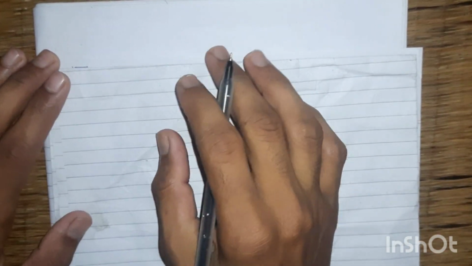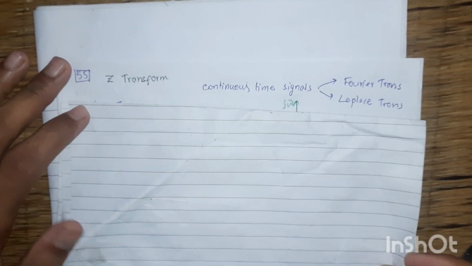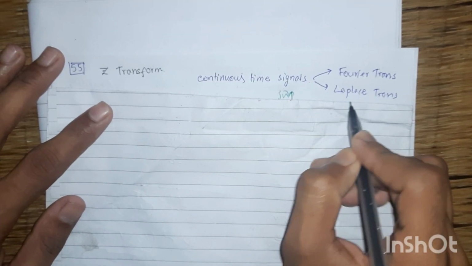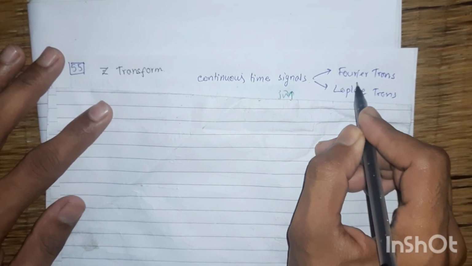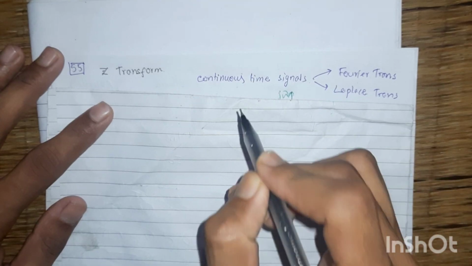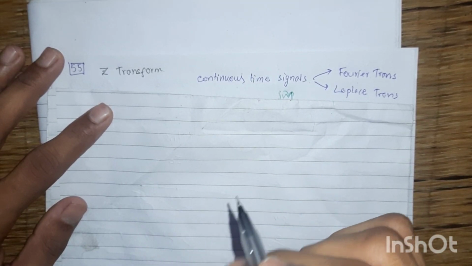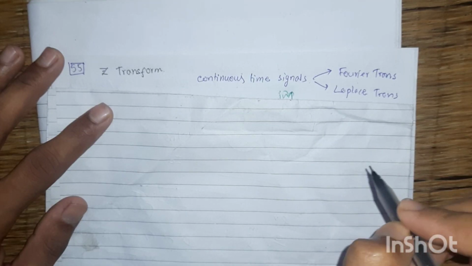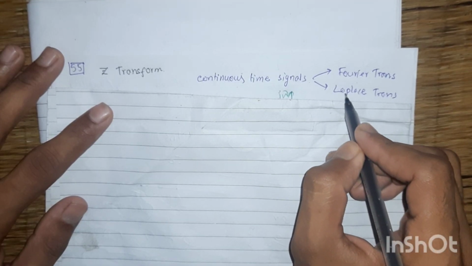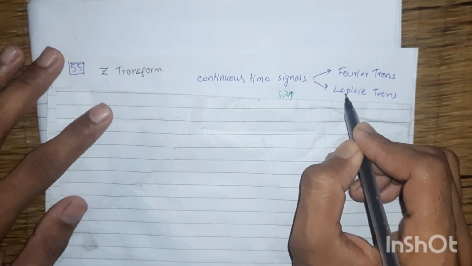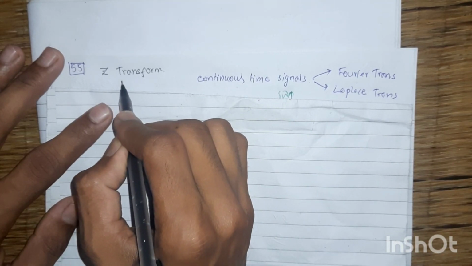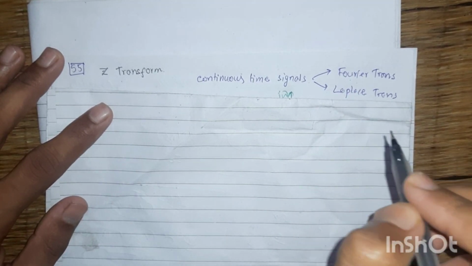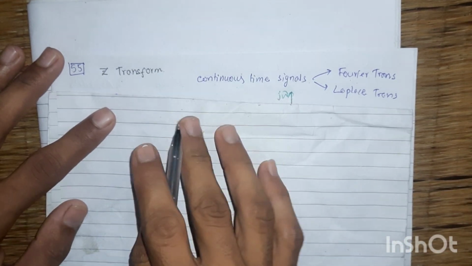Let's start. Z transform. In case of continuous time signals, we do Laplace transform and Fourier transforms. And in case of discrete time systems, we will do Z transform and discrete time Fourier transforms. By analogy, the Laplace transform is similar to the Z transform in discrete time systems, and the Fourier transform is the same as the discrete time Fourier transform.